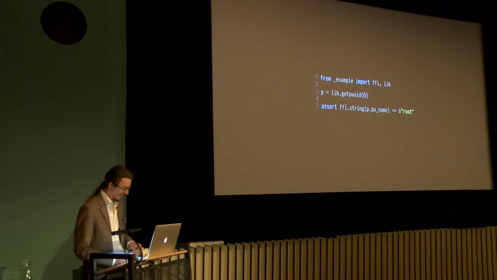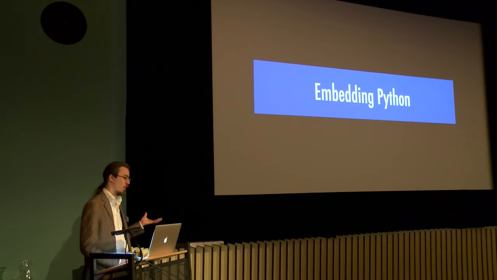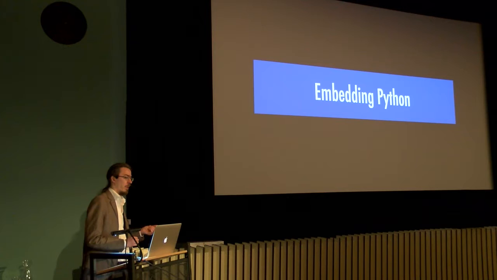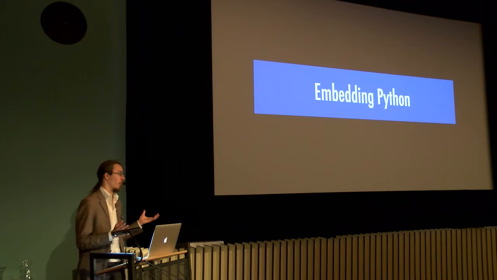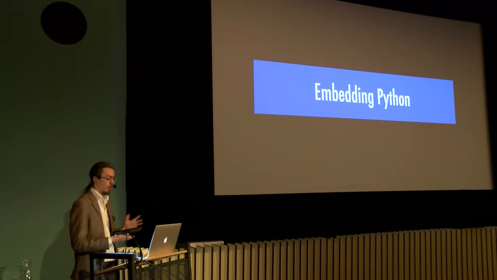But now we go to the interesting part of the talk, because I've given you an overview of CFFI and how you can use it, but we've currently only talked about calling existing C code. But the thing I'm interested in personally is always how to do the opposite. Like, suppose you have a program already and you want to extend this program with Python. How would you do that?